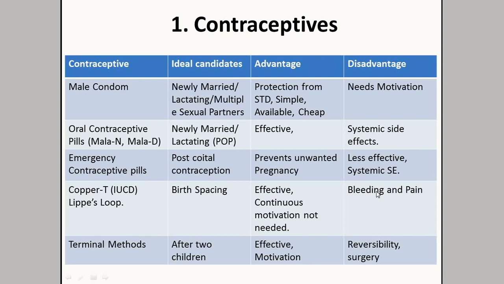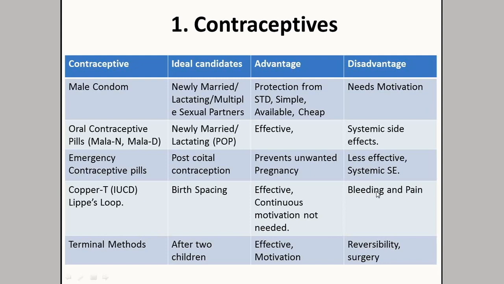Now we move on to oral contraceptive pills, which is the most effective contraceptive. Mala N and Mala D are the two government preparations. That is 28 days you give these tablets. First 21 days will have the hormonal pills. Then the last 7 days will be just iron and folic acid. So it will cause withdrawal bleeding. That is the mechanism of action.